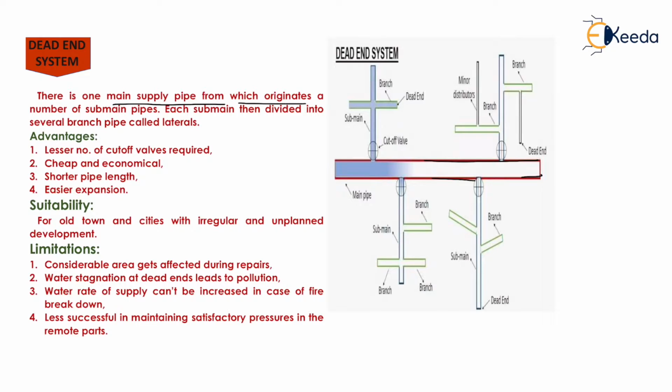Now the dead end system is the one in which the main supply pipe originates a number of sub-mains. There is one main supply pipe from which originates a number of sub-mains, and each sub-main is then divided into several branch pipes called laterals.